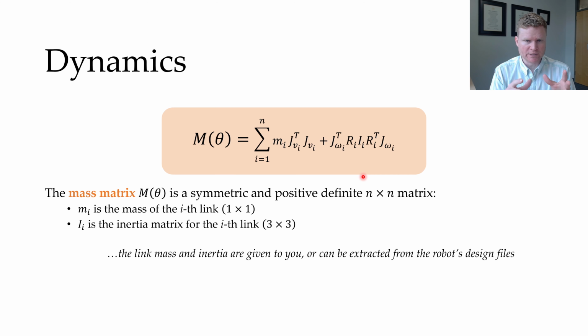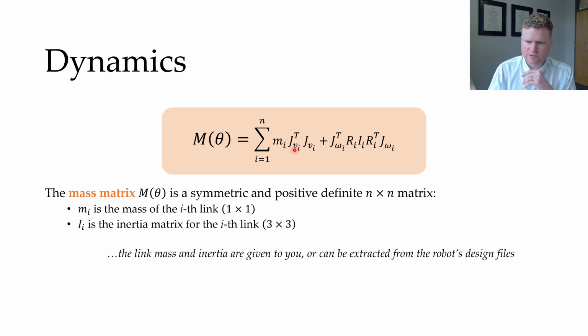And the way we build it is we look at the mass matrix for each of the individual links, and then we're going to add those together. So that's why we have this summation from i equals 1 to n. We're going to start off with our first link, and then we're going to go up to our nth link. So i is like the current link that we're looking at.